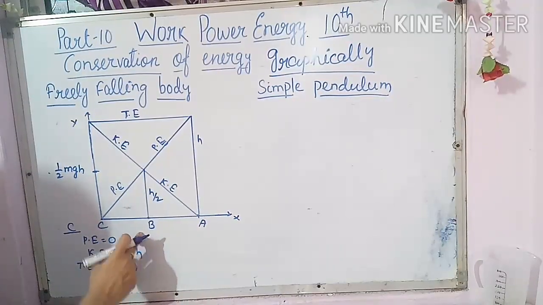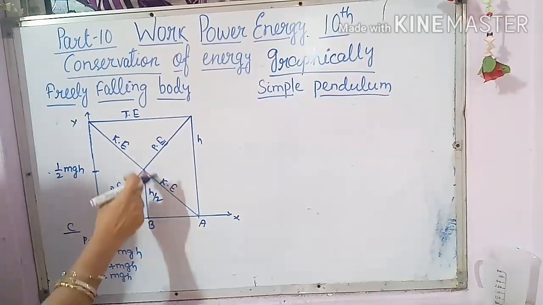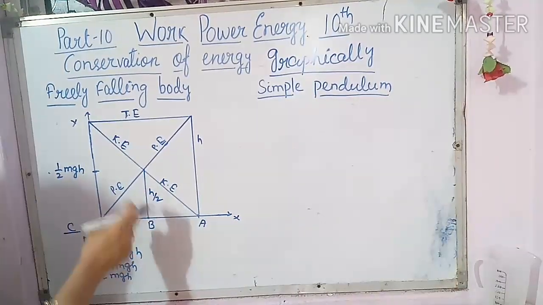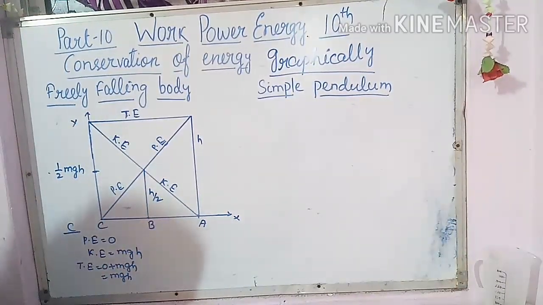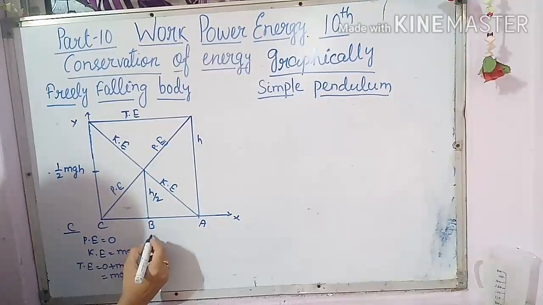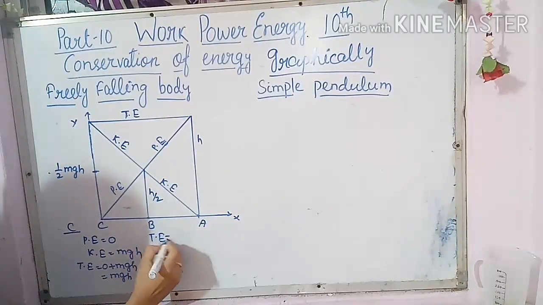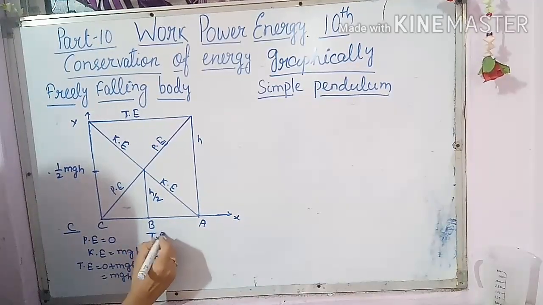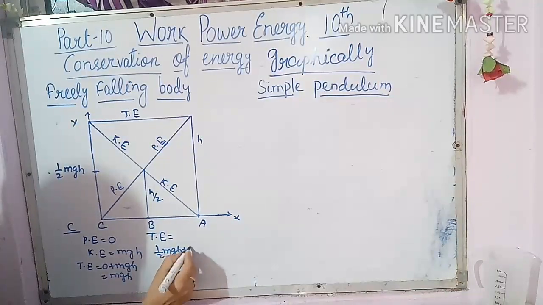Now at the position B, the distance is half. So your potential energy becomes half and your kinetic energy also becomes half. Now you will get the total energy. That time, total energy equals half mgh plus half mgh. That is your answer, mgh.